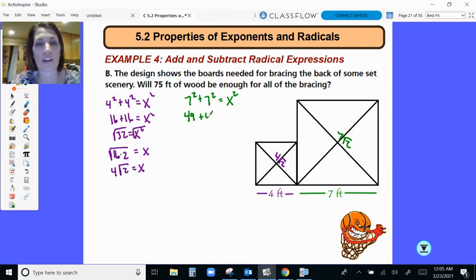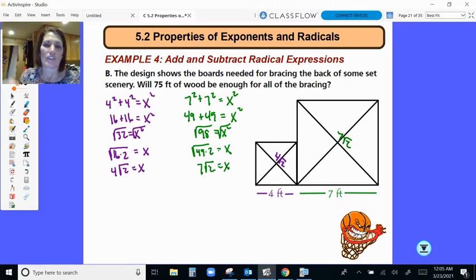Okay, I can go ahead and follow through with this. It's okay. So 49 plus 49 equals x squared. This becomes 98 equals x squared. Square root: this is the square root of 49 times 2 equals x, and so it's 7 square root of 2. Okay. Now we have our lengths here.